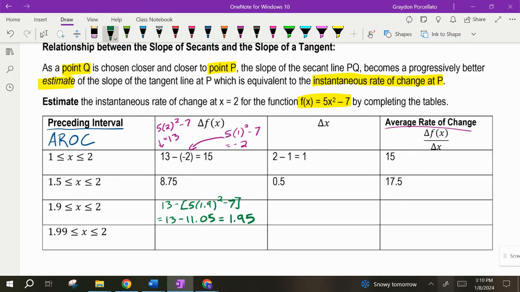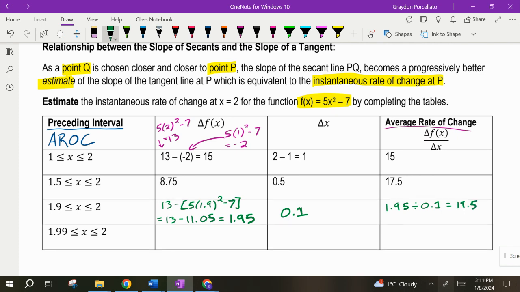Okay, and if I do 2 minus 1.9, I get 0.1. And if I divide 1.95 by 0.1, I get 19.5.